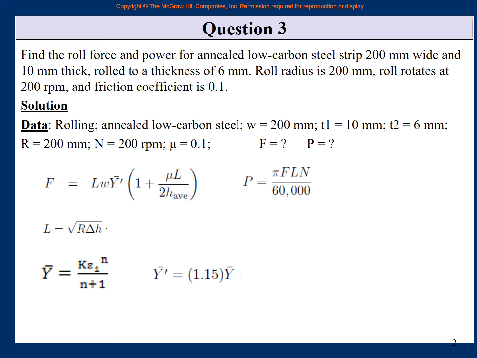If you want to find this dash, the plane strain, then whatever value you find here, you have to multiply it by 1.1547. So remember that it is not Y bar, it is Y bar prime. After finding Y bar, you multiply it by the factor. From the table, you should find that K is 530 megapascal and N is 0.26 for annealed low carbon steel.